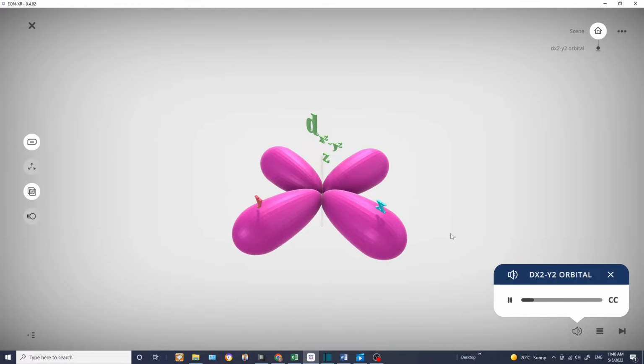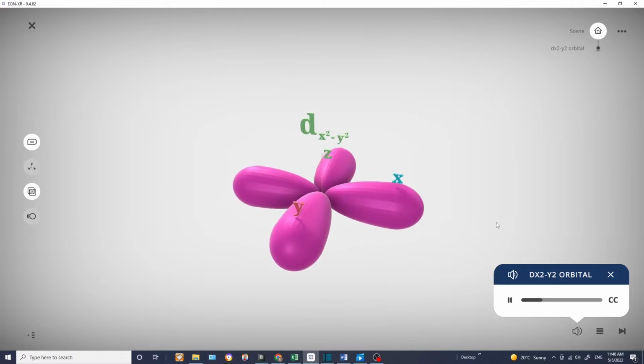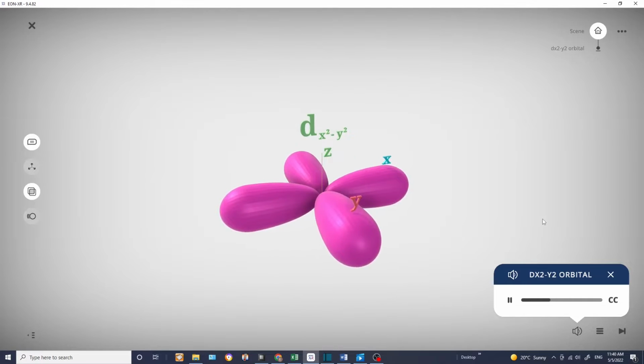Here we are looking at the dx square minus y square orbital, and you can see that this orbital is lying on 2 axes, which are the y-axis and the x-axis. So they are on top of those axes.